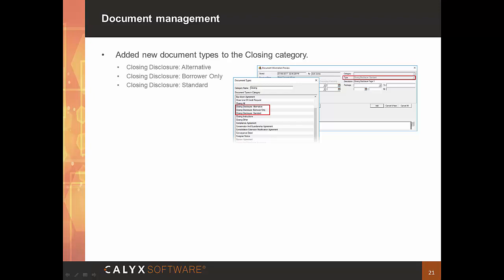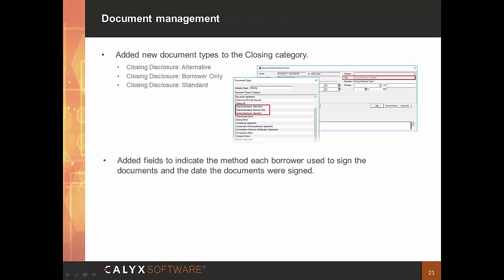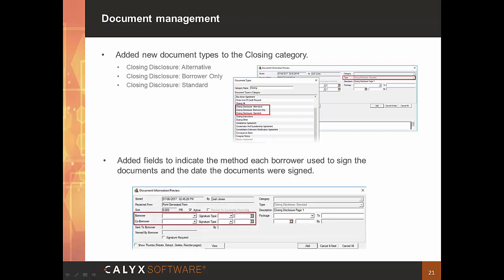Now, with this being said, we have also added fields to indicate the method each borrower used to sign the documents and the date the document was signed. For example, the borrower, how did they sign it? Was it digital? Was it image? Was it text? Did they do a wet sign? And then you can enter the date that they signed.